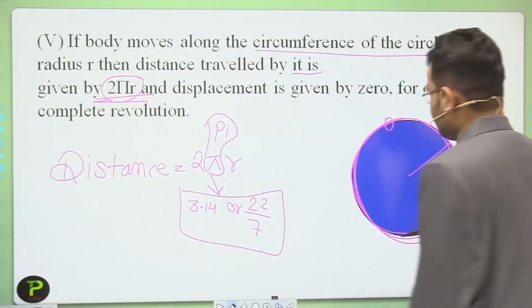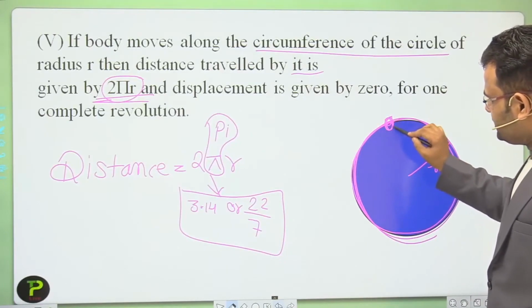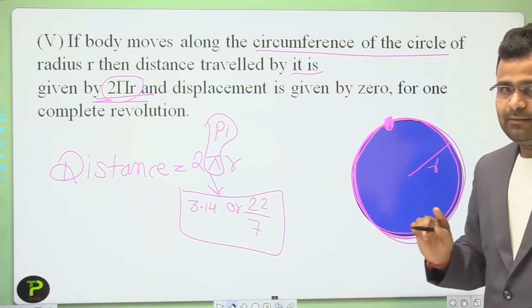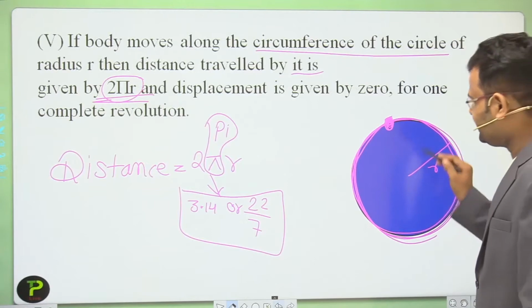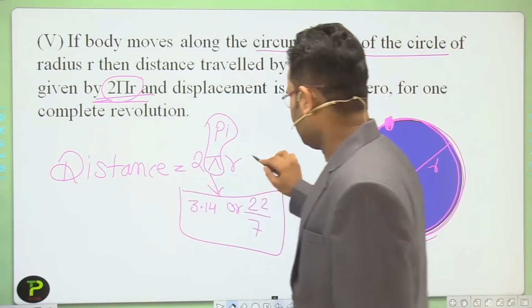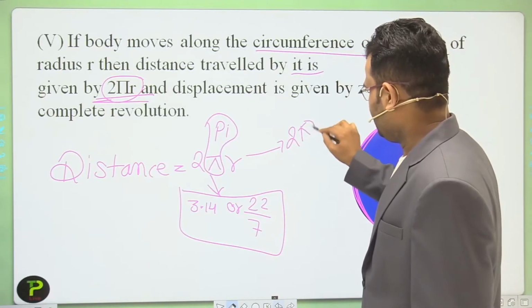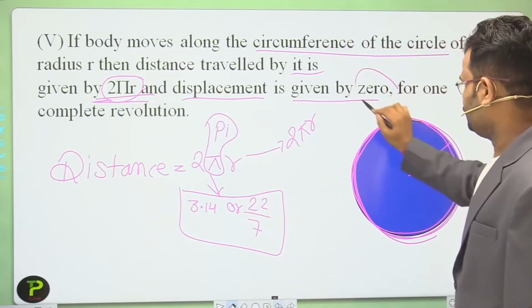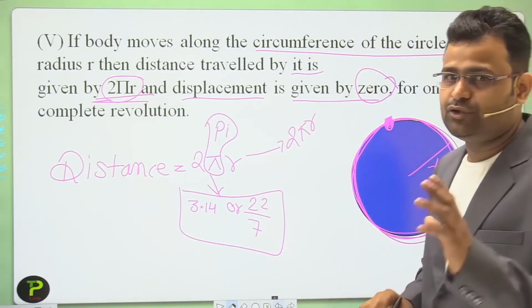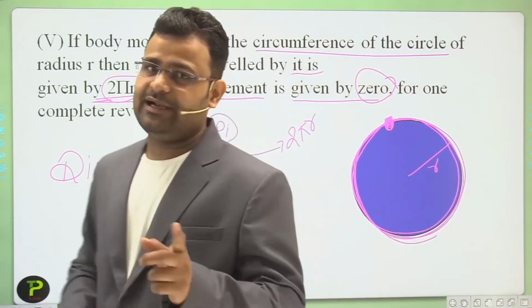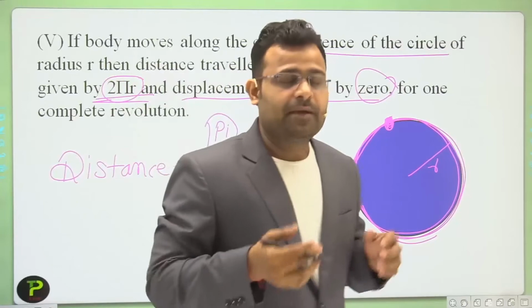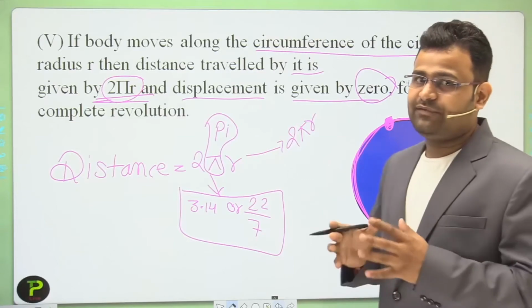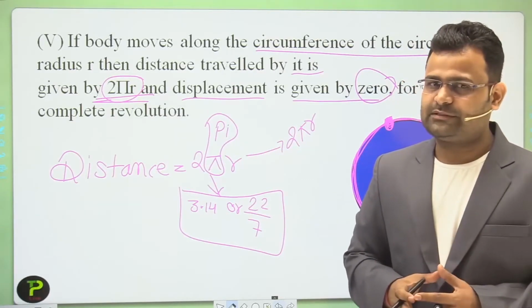Okay. So if you complete one circle, it means you start from here, move the complete circumference, and come back again to that point. Then we can say the distance is 2 pi r. But if you calculate the displacement, dear students, it is 0. Whenever you calculate the path length, the distance is 2 pi r, but the displacement is 0, because, dear students, according to the definition of displacement, what is the definition of displacement?